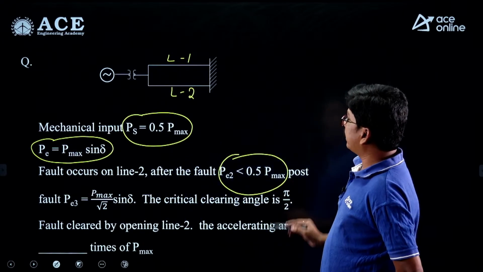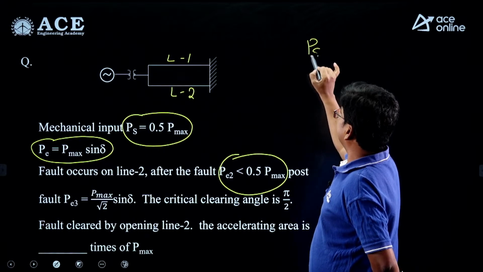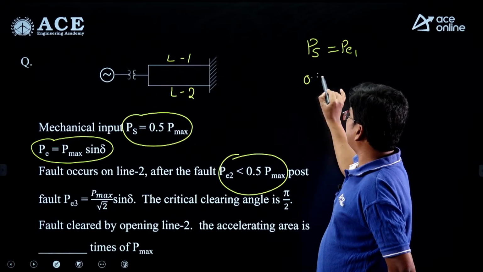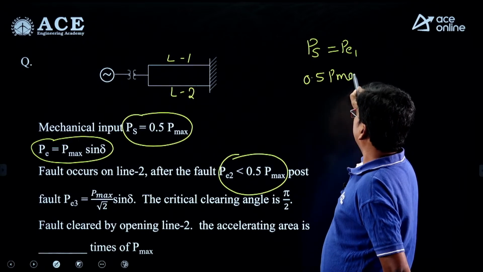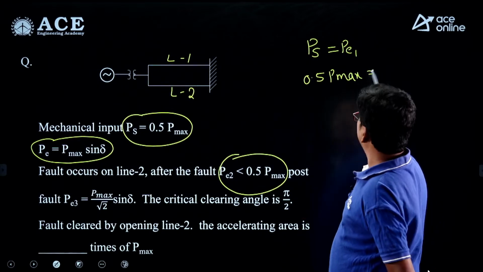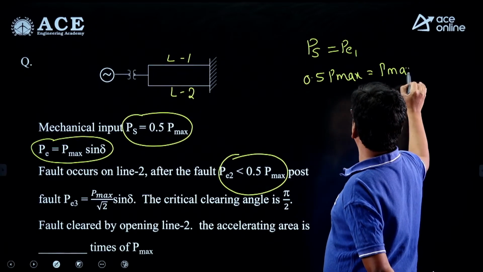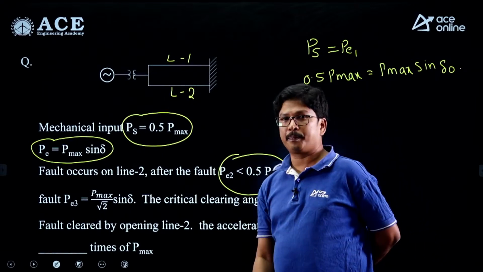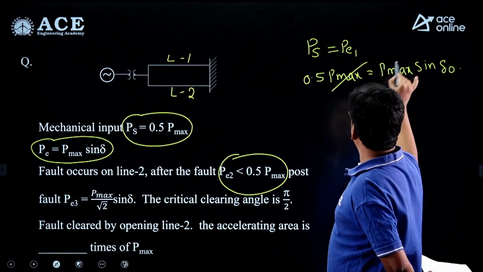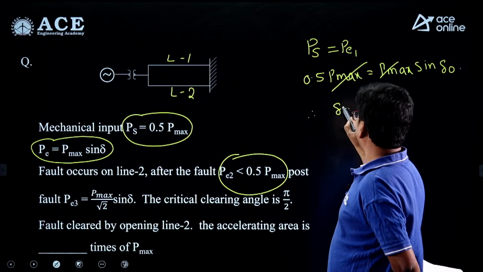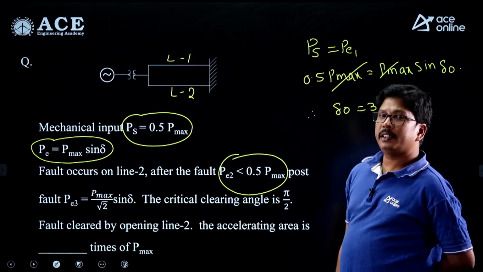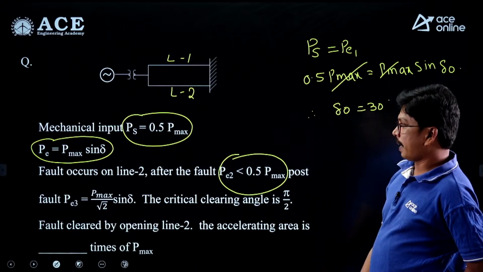From these two, initially Ps is equivalent to Pe1. Ps is given as 0.5 Pmax, and the value of Pe1 is Pmax sin delta naught, because it is the initial condition. Therefore, Pmax will be cancelled, and you can calculate the value of delta naught, which is equivalent to 30 degrees. Clear, right? That is the initial load angle, or initial torque angle, we have here.